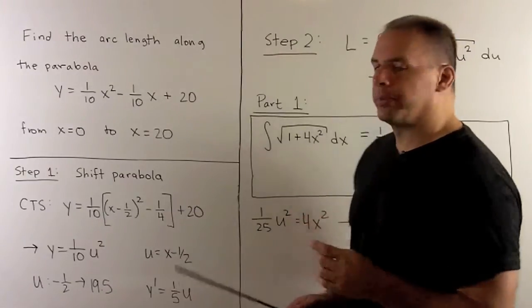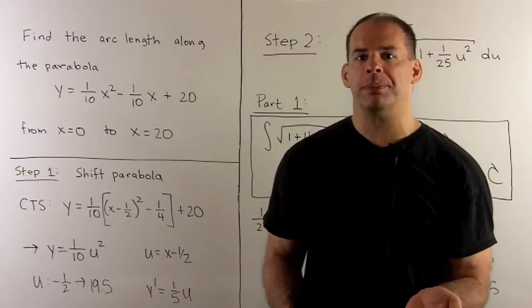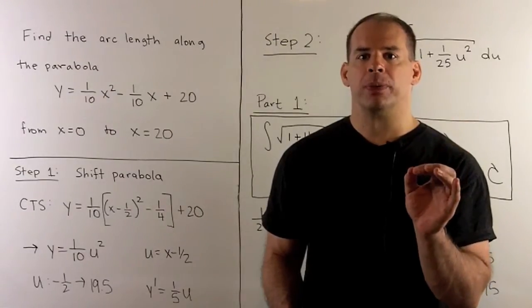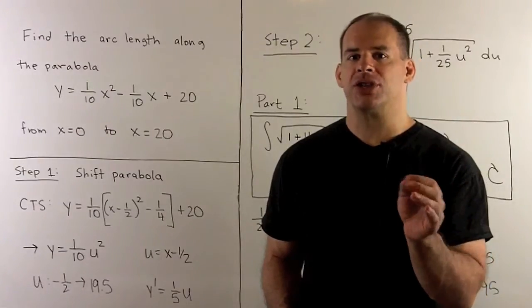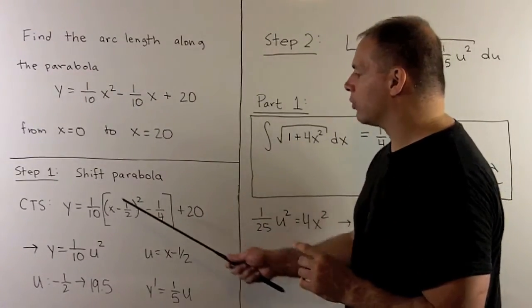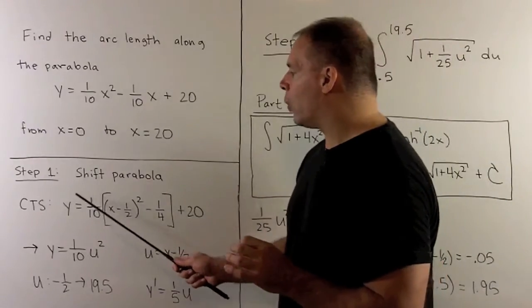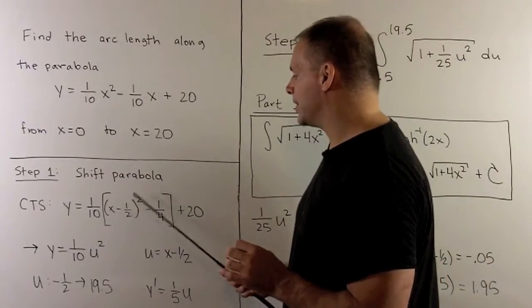Then we note, okay, our vertical shifting, that's just adding constants to our function. So if we remove those, we're going to put our vertex on the x-axis. So I can remove the 20, and I can remove the 1/10 minus a quarter. So that'll leave me with y equal to 1/10 times x minus a half, squared.